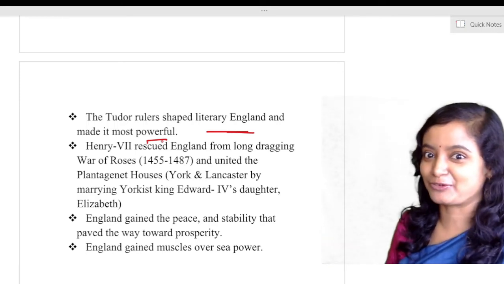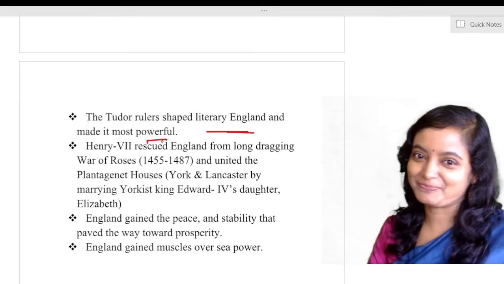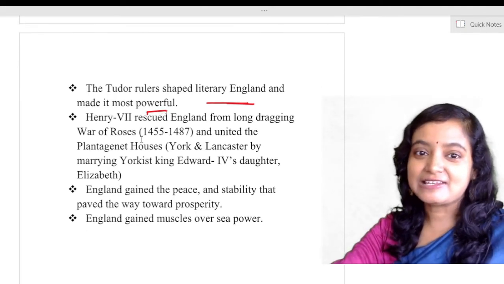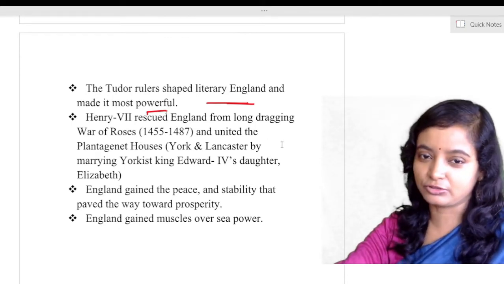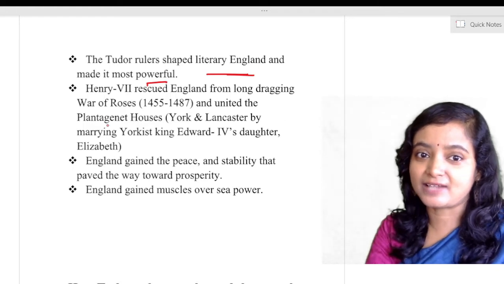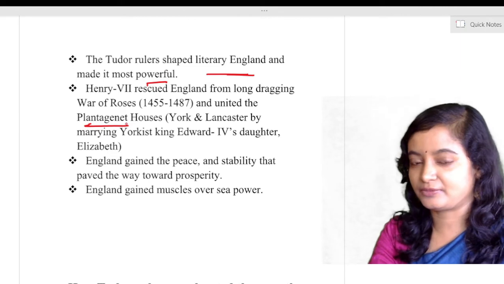Not that historical Glorious Revolution. Glorious in the meaning of its prosperity, its flourishing. Henry VII rescued England from the long, dragging War of the Roses. It is obviously a good cause, and he united the Plantagenet houses. So both Plantagenet houses, York and Lancaster, got united.